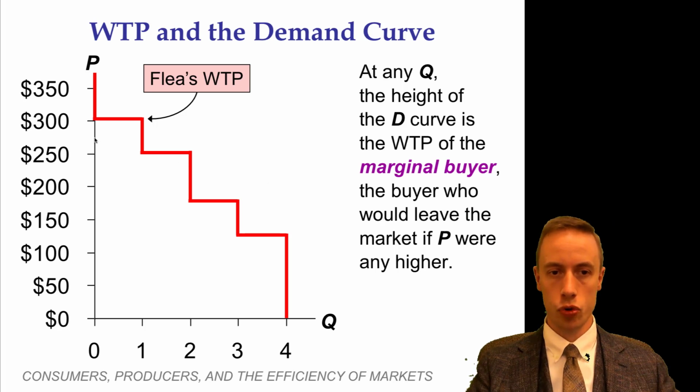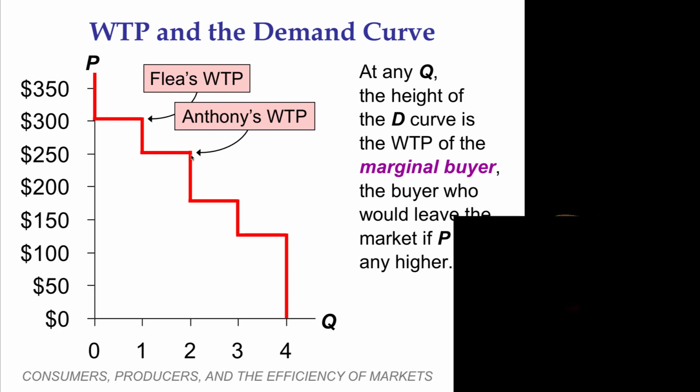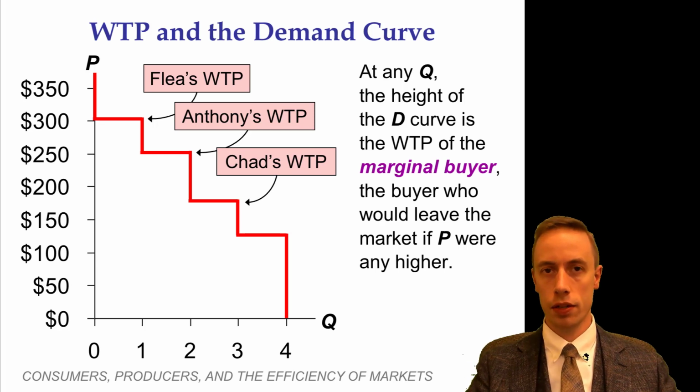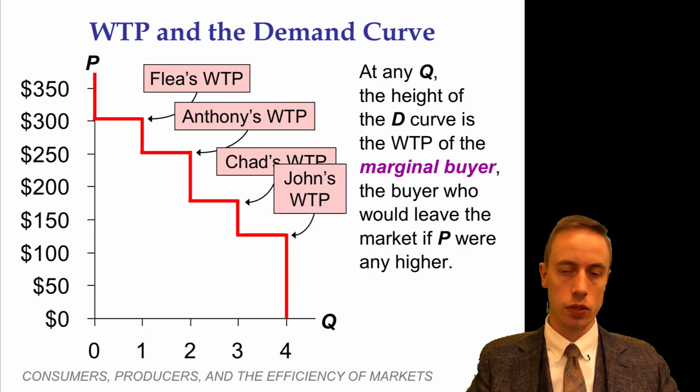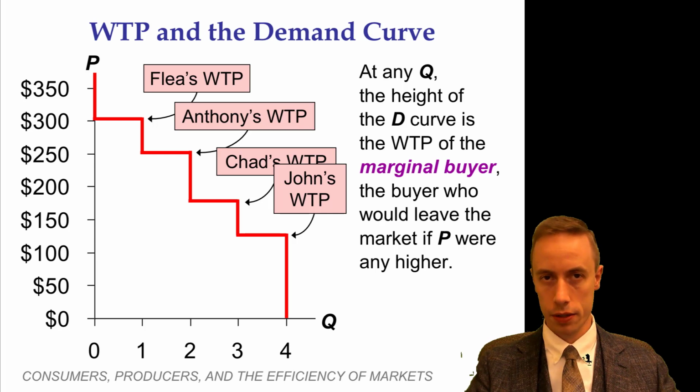So for example, at $275, Flea is the marginal buyer. To find his willingness to pay, go to the highest point on the demand curve. That would be $300. At $200, Anthony is the marginal buyer, but $200 is not his willingness to pay. His willingness to pay refers to the highest amount he'd be willing to pay. Going down the demand curve, this allows us to identify all 4 willingness to pay. So this is the concept of willingness to pay. The most a consumer is willing to pay for a product.